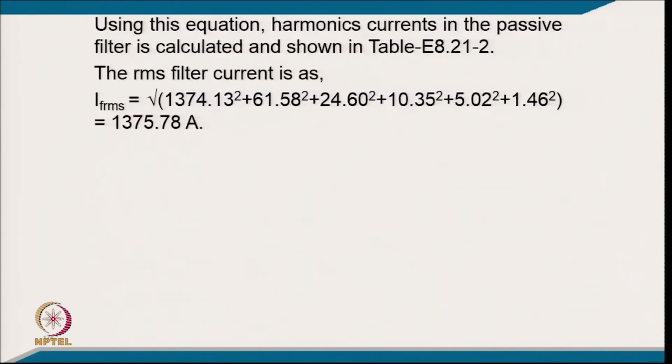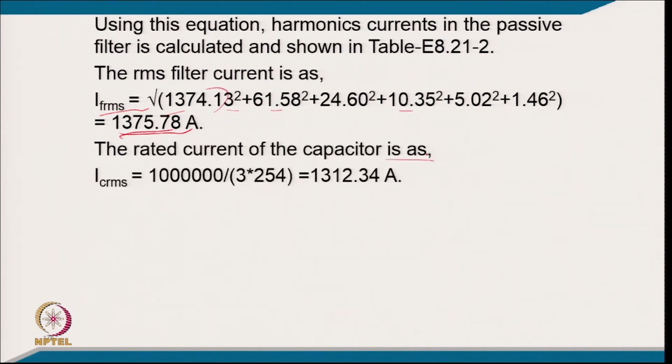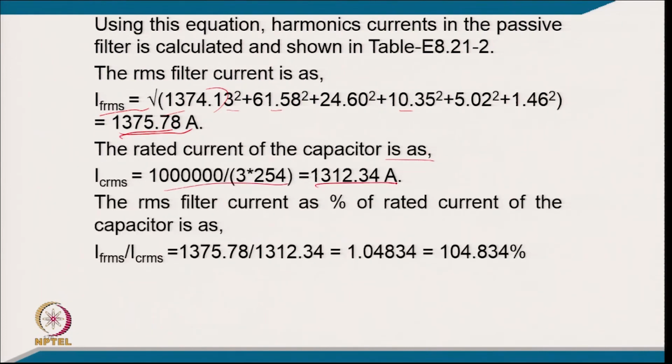So, under this condition the harmonic currents in the passive filter are calculated, and the filter current comes out as the total RMS current of the filter including the fundamental, then the fifth, seventh, 11th, 13th, all harmonics. So, it comes to 13758 ampere in the filter, and the total current of the capacitor is 11312, and you can call it the RMS current percentage of the capacitor.